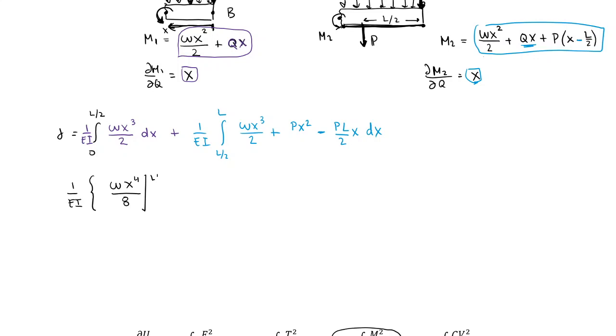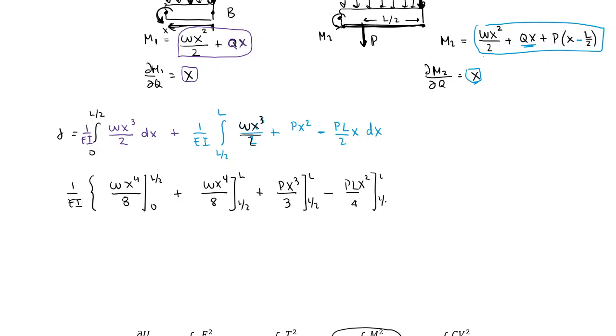X to the 4, evaluate it at L over 2 and 0. Plus, same thing from this first term, over 2, L over 4, 4 times 2, 8, evaluated from L over 2 to L, plus PX to the third over 3, evaluated from L over 2 to L, and then the last one, PL over 2, X squared over 2, so 2 and 2, 4, again evaluated from L over 2 to L.